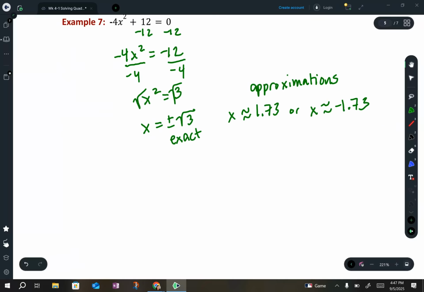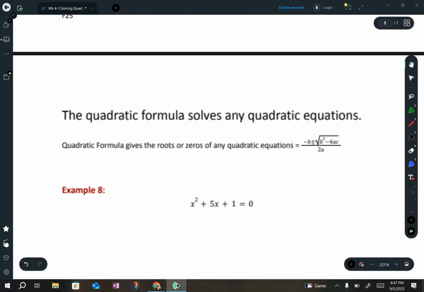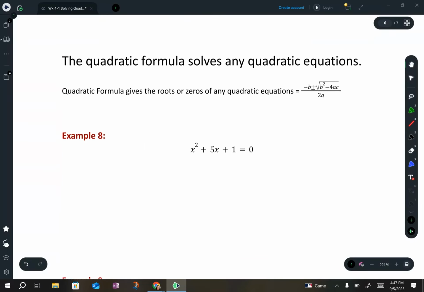All right, let's talk about our last method of solving quadratic equations, and that's using the good old quadratic formula. There's the quadratic formula. I encourage you right now, if you do not have it memorized, this is something that should definitely go in your note card for the first test. Absolutely. And let's just jump in and try and solve it.